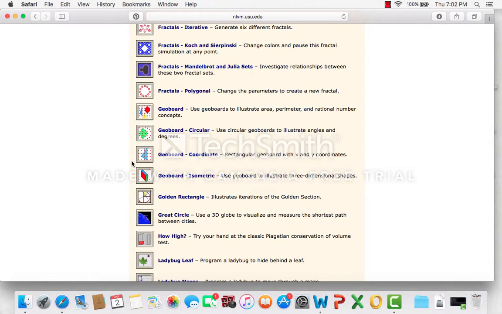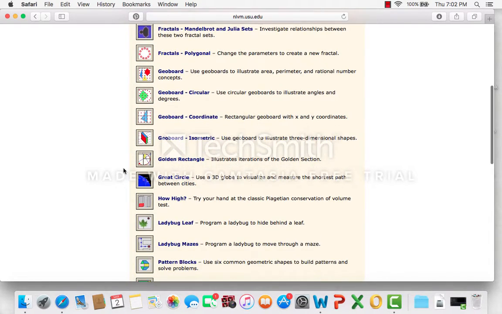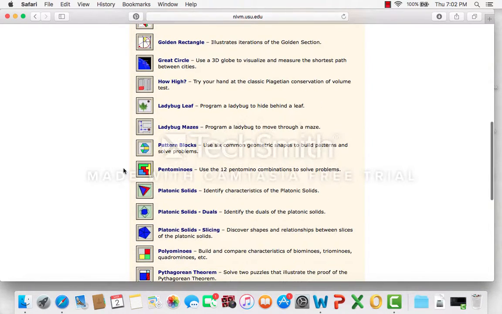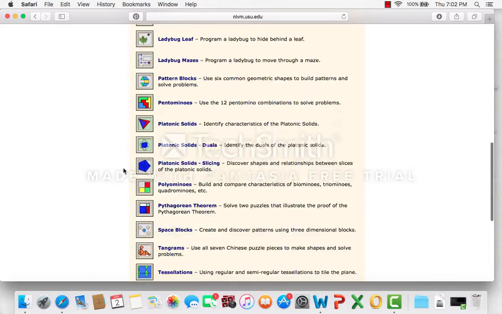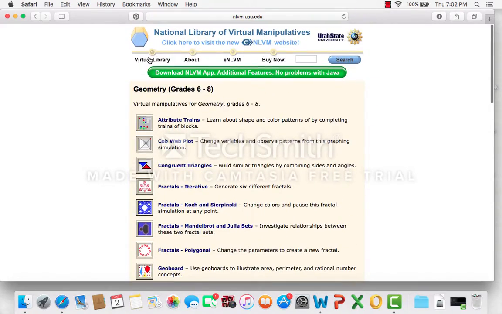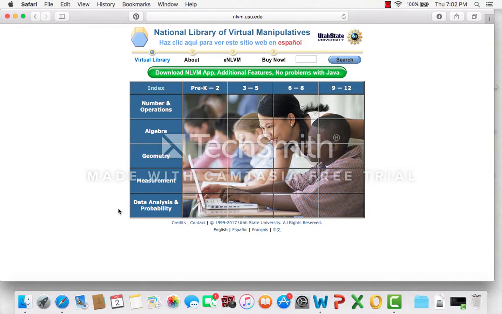I know that it's great for students to be able to manipulate and hold different types of tools so that they can understand the concepts of the lessons. But I have found this website to be very useful, especially because parents and students can access it from home.